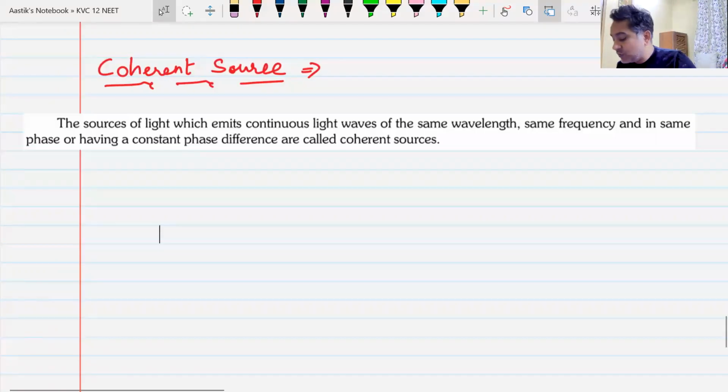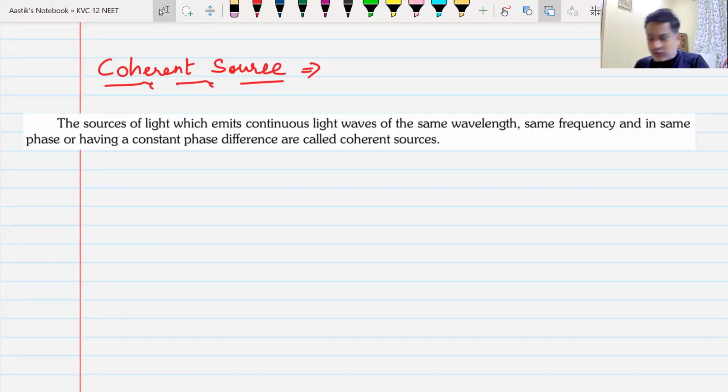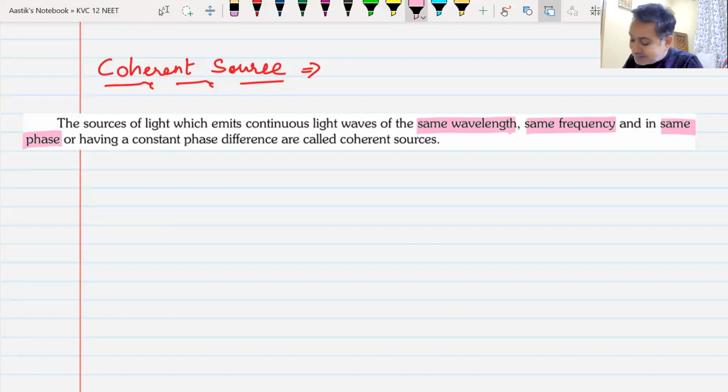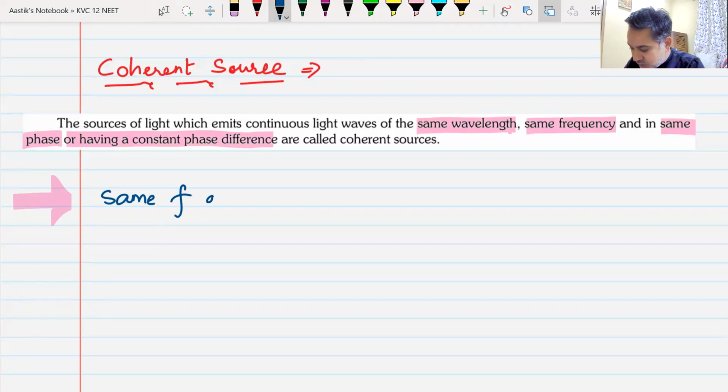Coherent sources. Now, coherent sources are those sources of light, or sound for that matter, which emit light of the same wavelength. That means they emit light of the same frequency, and they have a constant phase difference between them. So whenever you talk about coherent sources, the two things you must remember is they emit light of the same frequency, or you can say same wavelength, because it is the same medium.